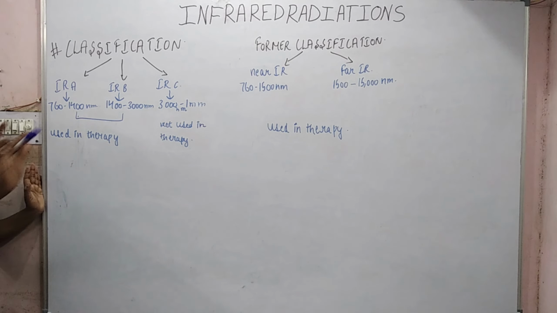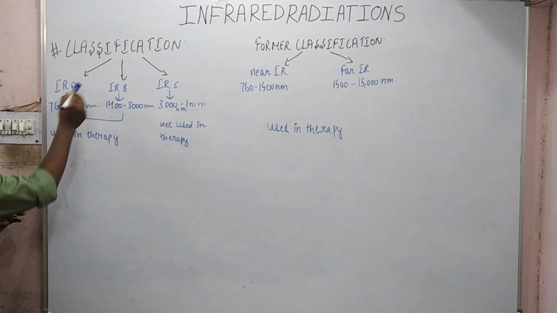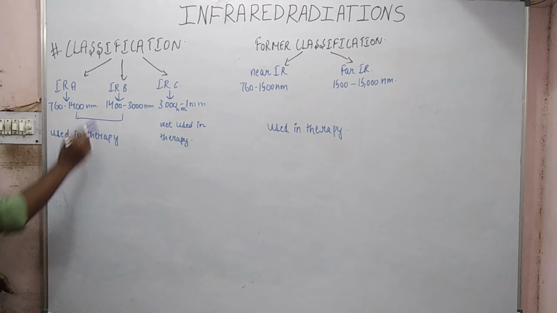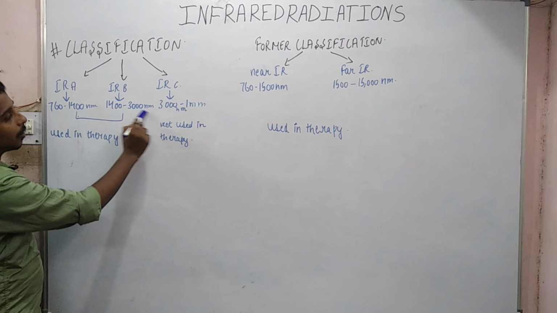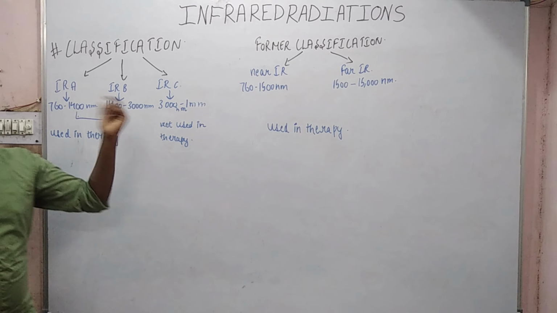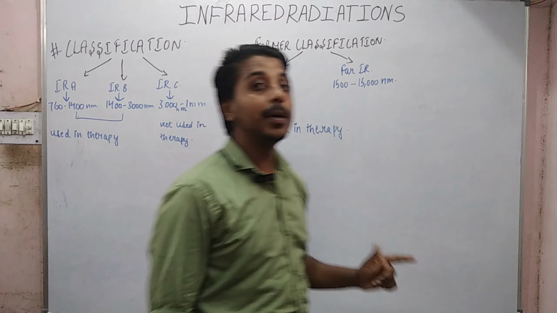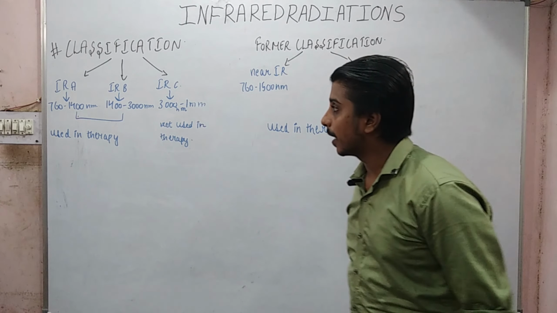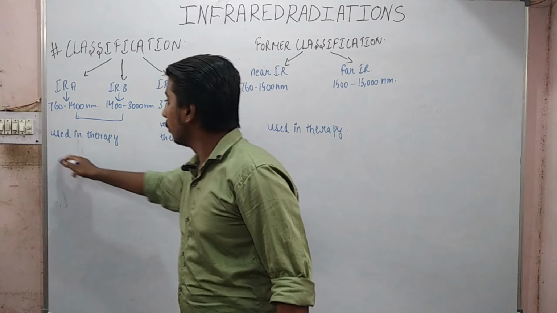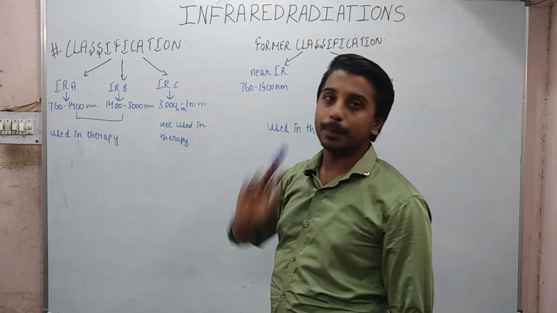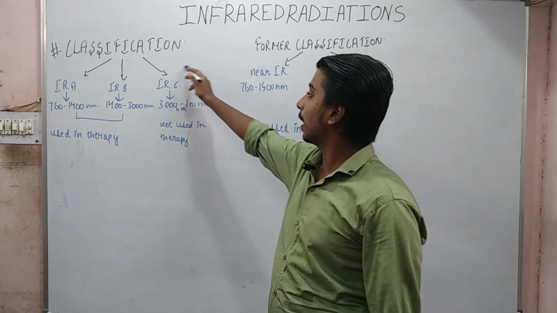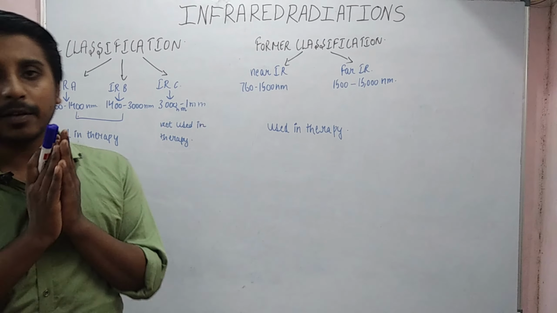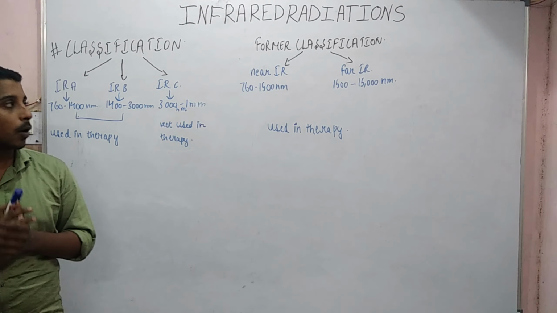So the classification which we have studied is simply IR A, B and C. A is 760 to 1400 nanometer, B is 1400 nanometer to 3000, and C is 3000 nanometer to 1 mm, that is 1 millimeter. And this is used in therapy, that is IR A and B are used, but IR C is not used. This was exactly the same which I explained to you a few minutes ago.